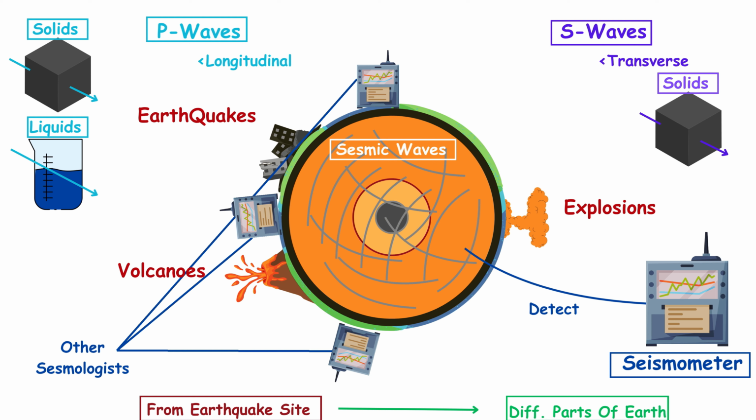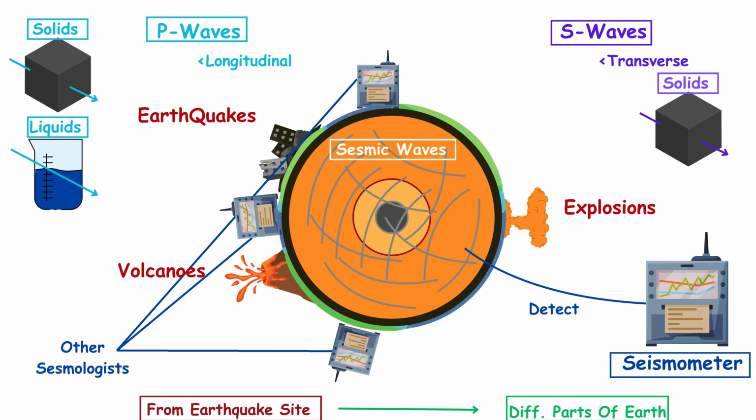Seismologists use instruments called seismometers to detect these waves, and by comparing measurements taken from different locations around the globe, they can calculate the time it takes for the waves to travel from the site of the earthquake to various other points on Earth. This data helps them infer valuable insights about the Earth's inner layers.